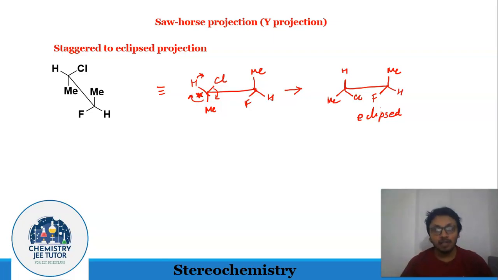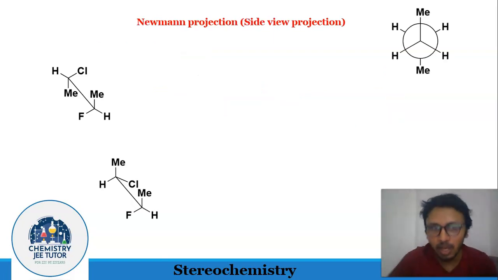How do we convert this to a wedge dash or a Fischer projection? We'll come to it in the next video. But let us look at what our next projection is. Our next projection is a Newman projection, which is also known as a side view projection.